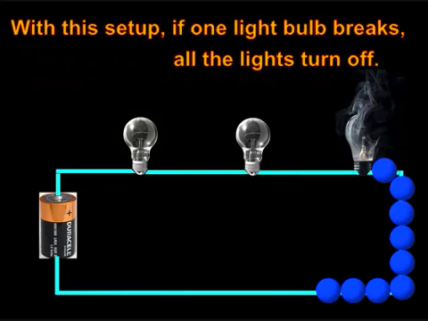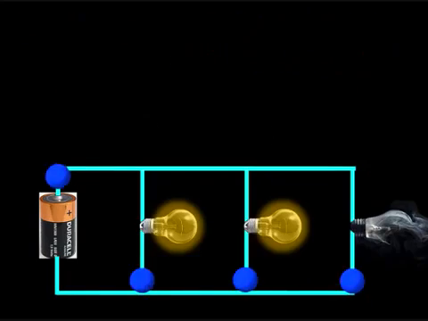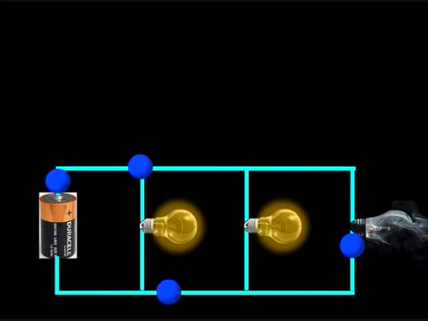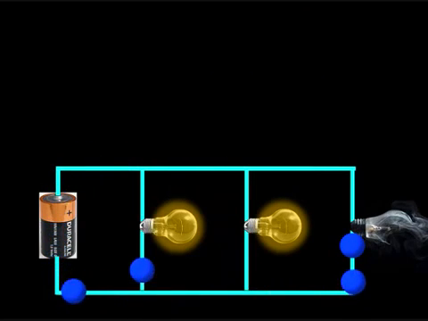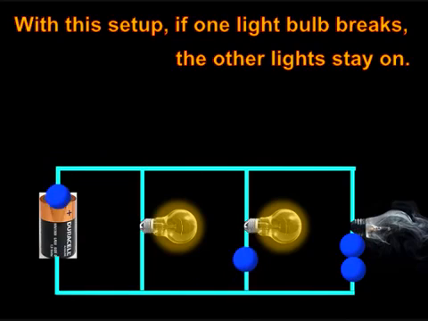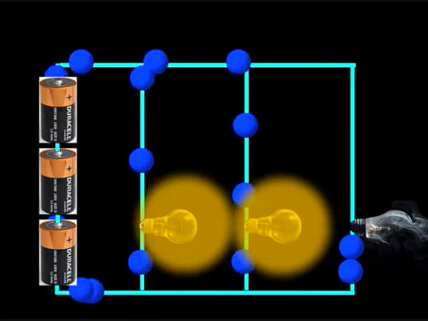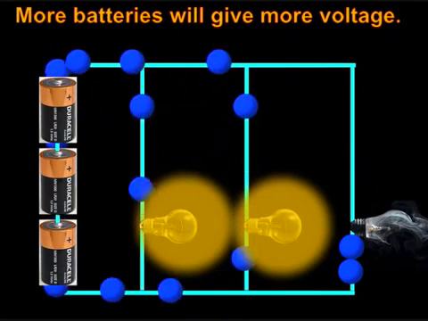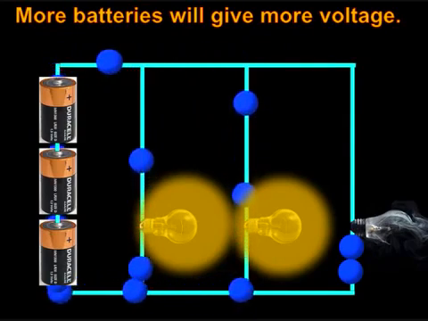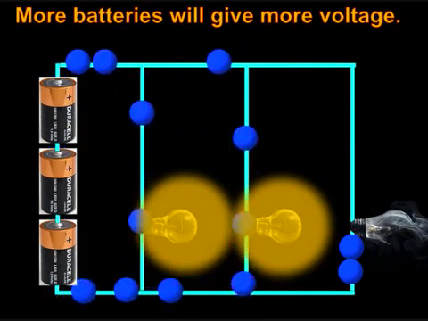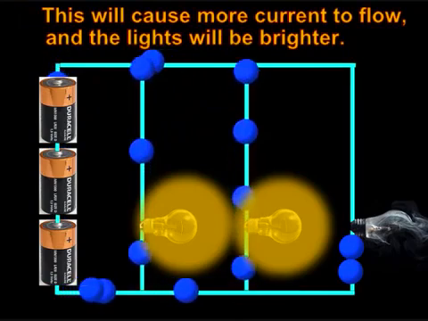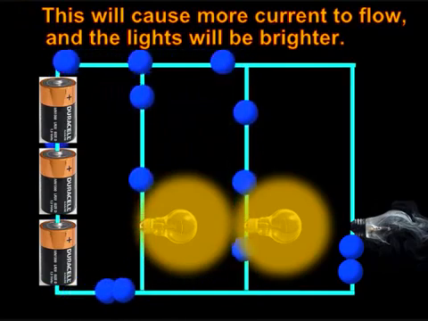With this setup, if one light bulb breaks, all the lights turn off. With this setup, if one light bulb breaks, the other lights stay on. More batteries will give more voltage. This will cause more current to flow, and the lights will be brighter.